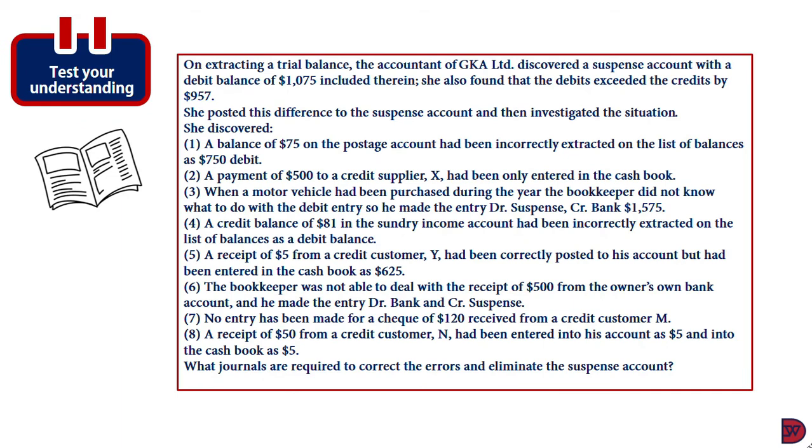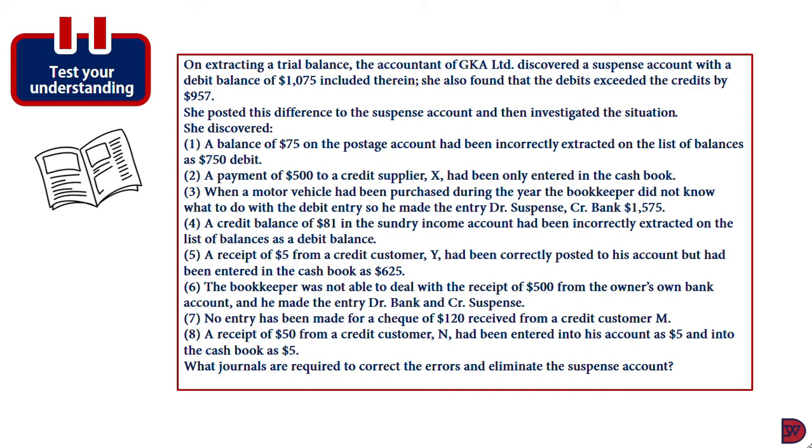Let's test our understanding. On extraction of a trial balance, the accountant of GKA Limited discovered a suspense account with a debit balance of $1,075 included therein. She also found that the debit exceeded the credit by $957. She posted this difference to the suspense account and then investigated the situation. She discovered in the process that a balance of $75 on the postage account had been incorrectly extracted on the list of balances as $750 debit.